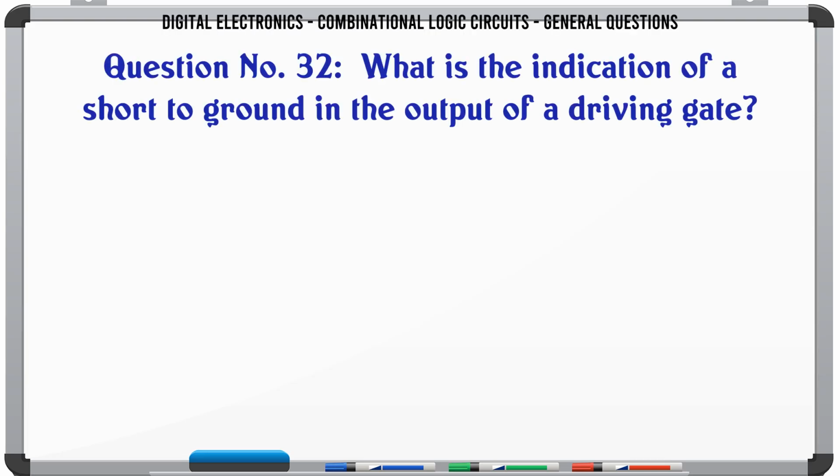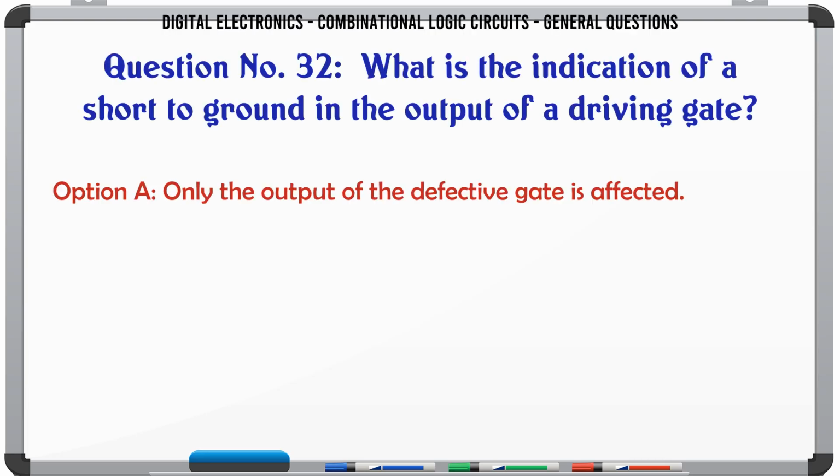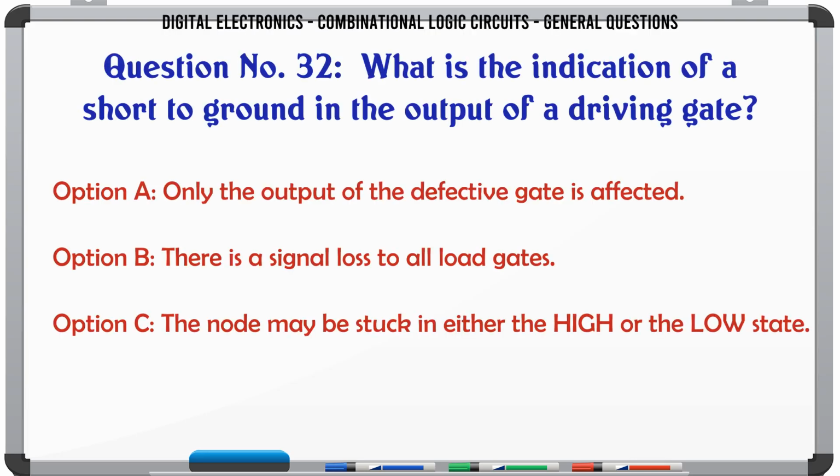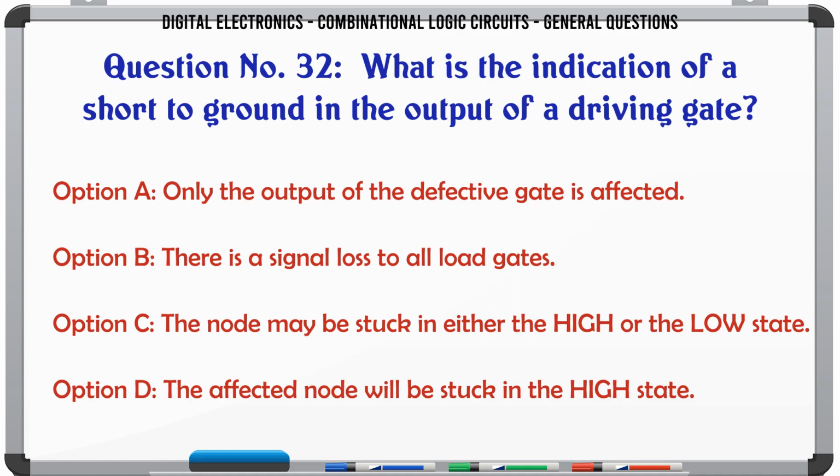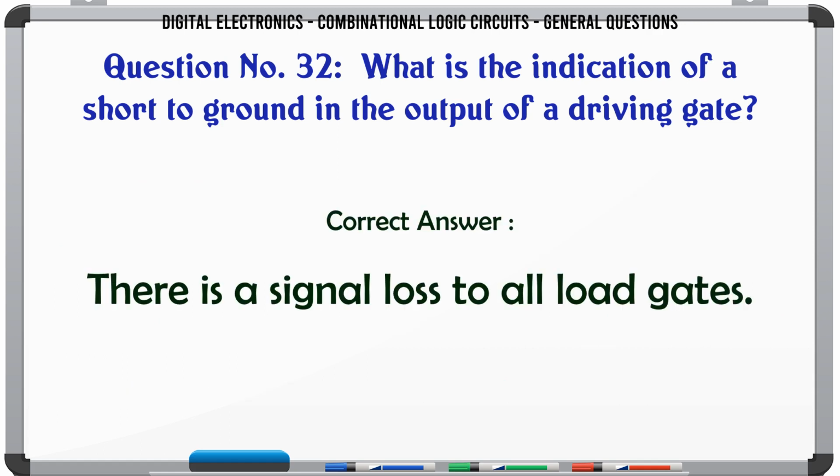What is the indication of a short to ground in the output of a driving gate? A. Only the output of the defective gate is affected. B. There is a signal loss to all load gates. C. The node may be stuck in either the high or the low state. D. The affected node will be stuck in the high state. The correct answer is there is a signal loss to all load gates.